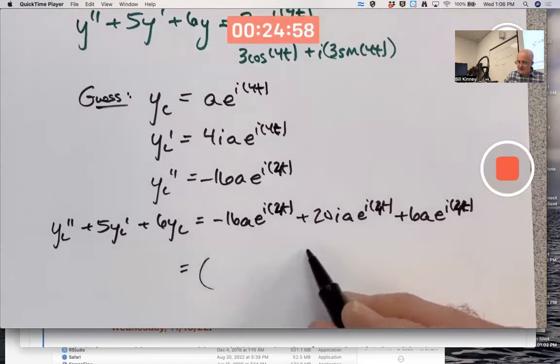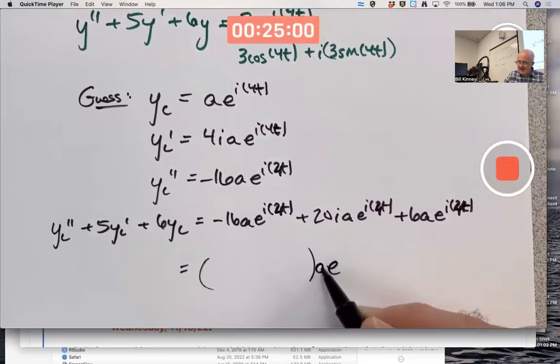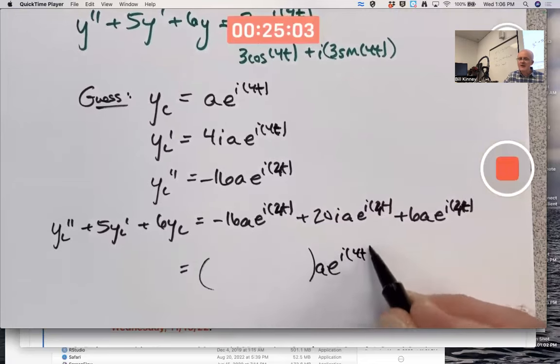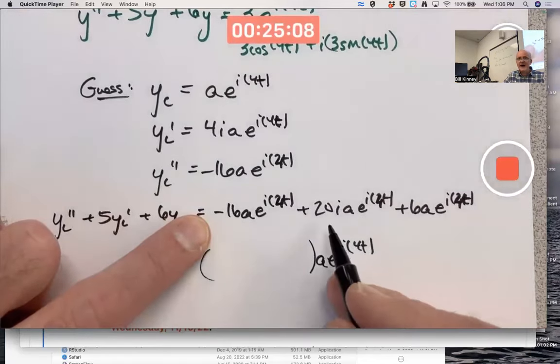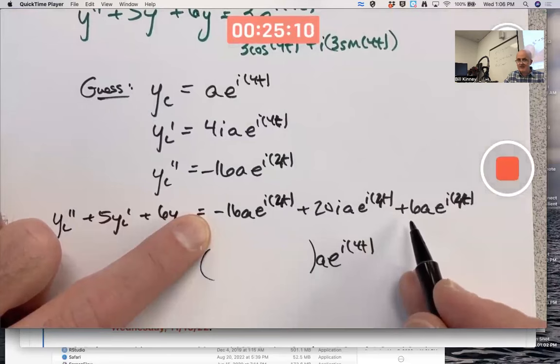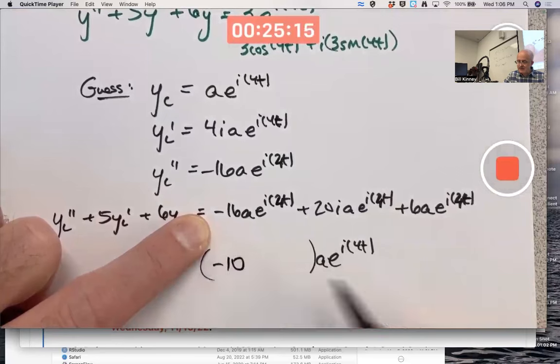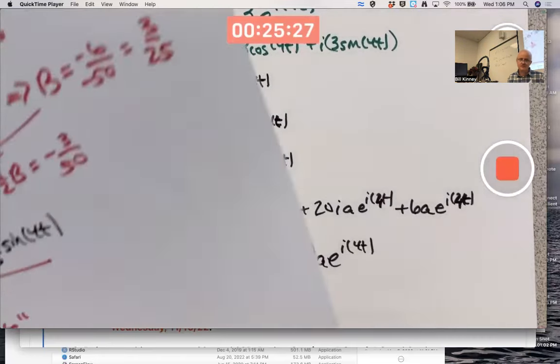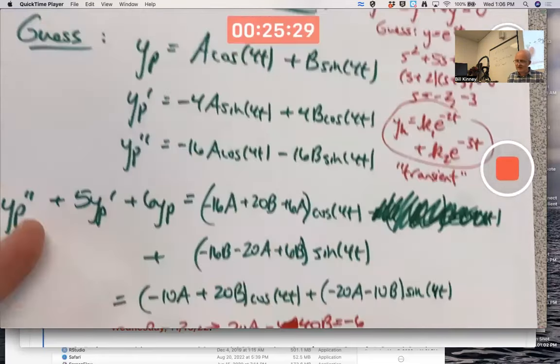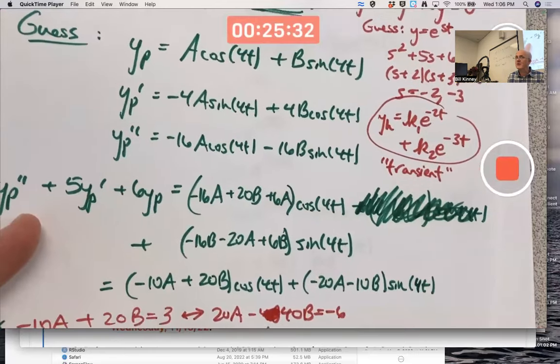What's left after you factor out the a e^(i4t)? A negative 16 there, a 20i there, and a 6 there. Negative 16 plus 6 is negative 10. We've seen these numbers before. Plus 20i. We've seen the negative 10s and 20s before on the previous approach.